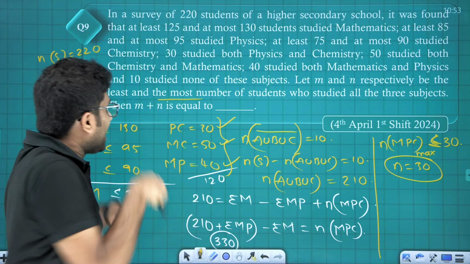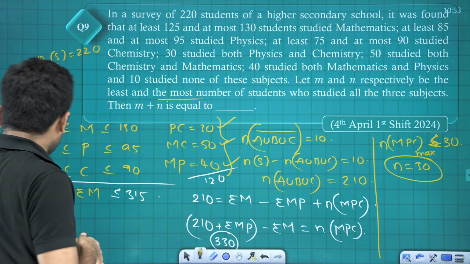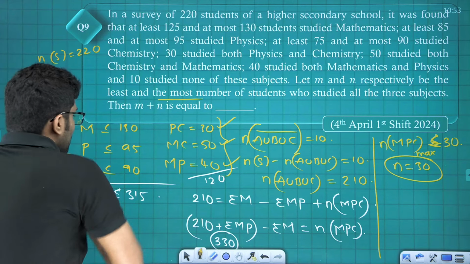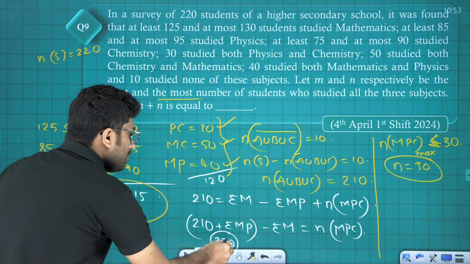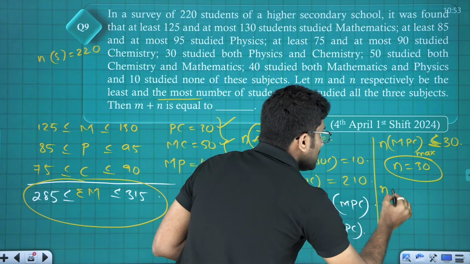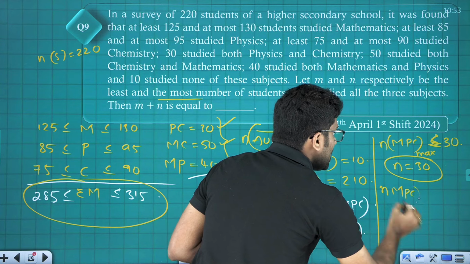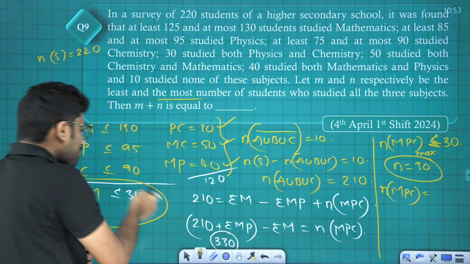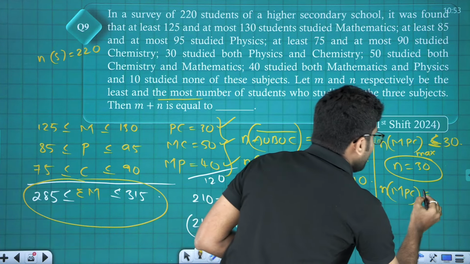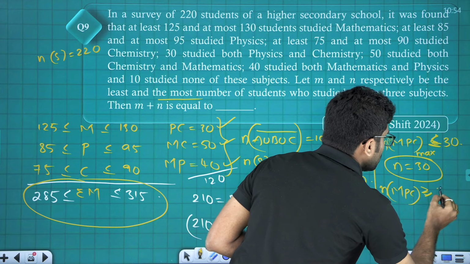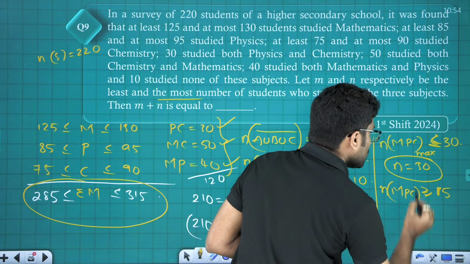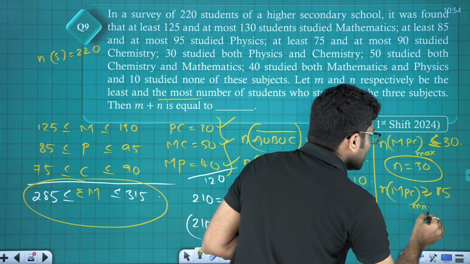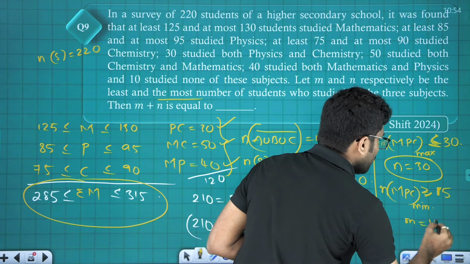Now, for the minimum, at least, see, the maximum value of these two is 315. So to get the minimum, n of MPC is always greater than or equal to 330 minus 315, which is 15. So this is the minimum value of this. Minimum means M is equal to 15.